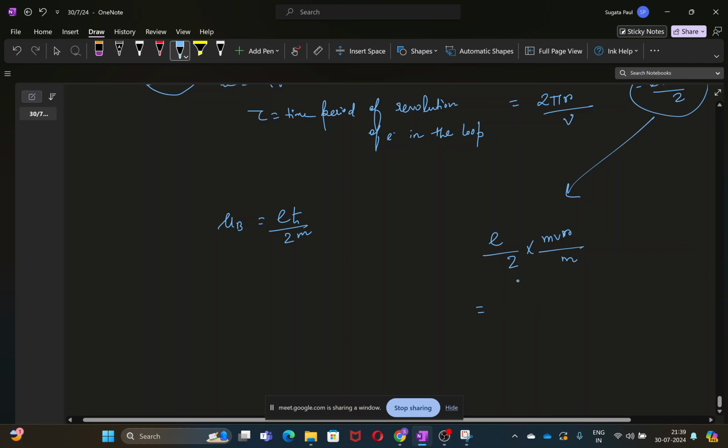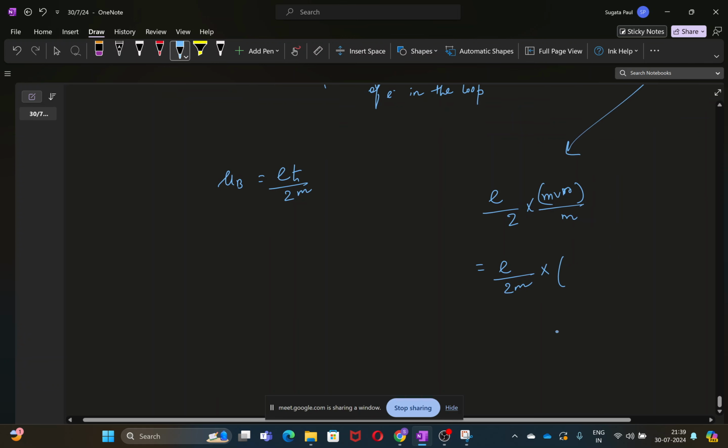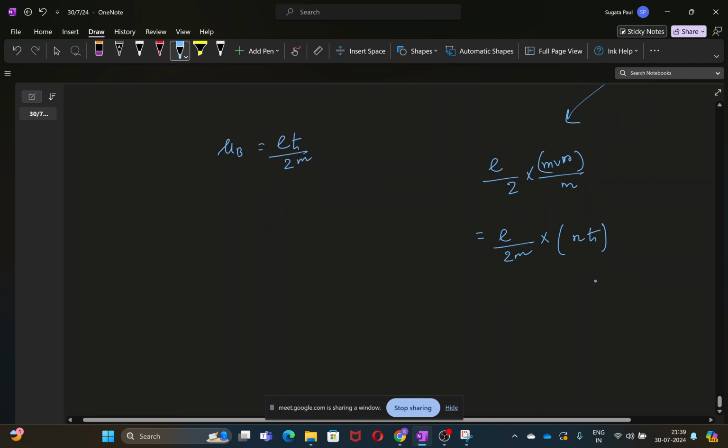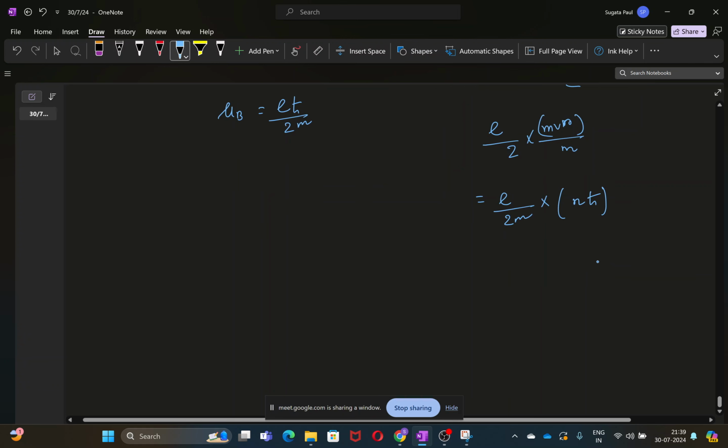Okay, so this is basically E by twice m into mvr. Now mvr, you know from following Bohr's theory of orbitals that the angular momentum mvr is nothing but nħ, where n is the quantization number that can take all positive integer values from 1 to infinity. So mvr is replaced by nħ.